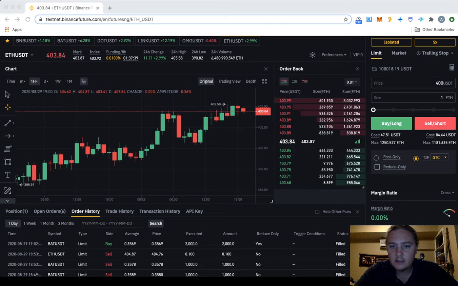And one of the skills here is figuring out if it'll fill right away, and it's kind of a balancing act. Because like I said, if I use a market order, I'm prone to getting a lot of slippage.